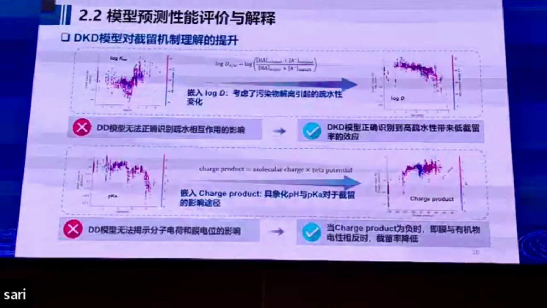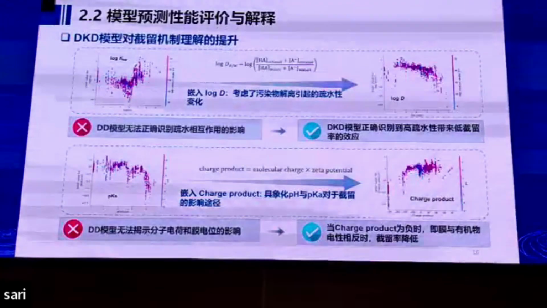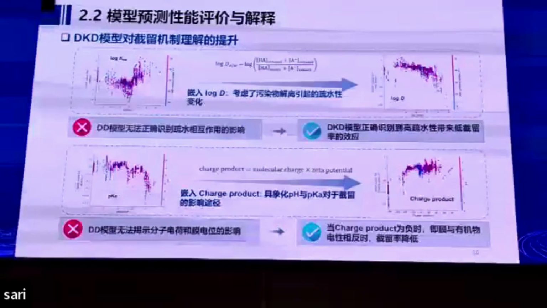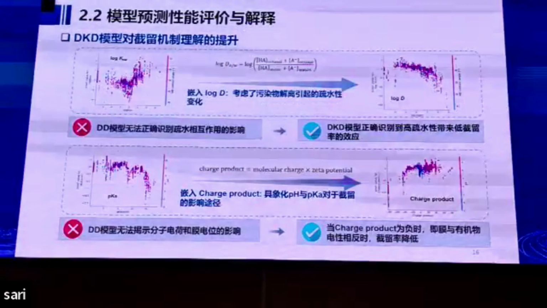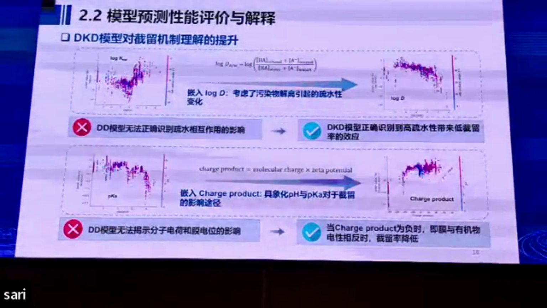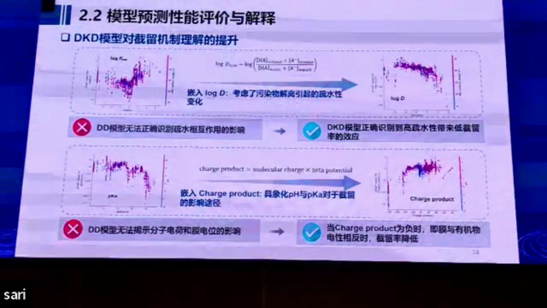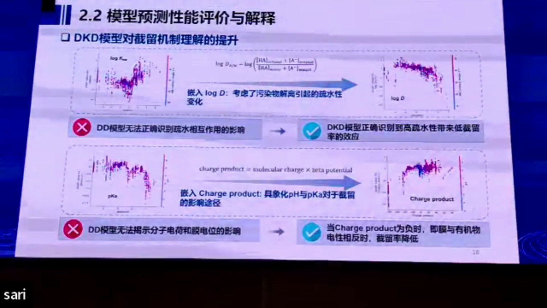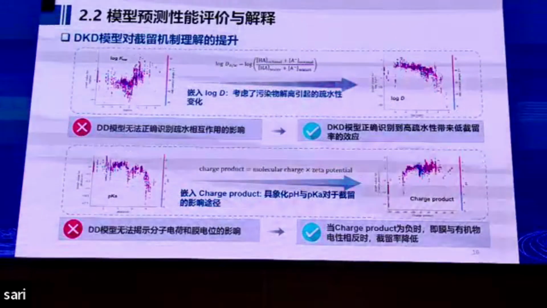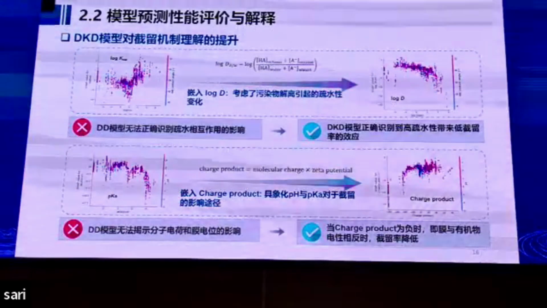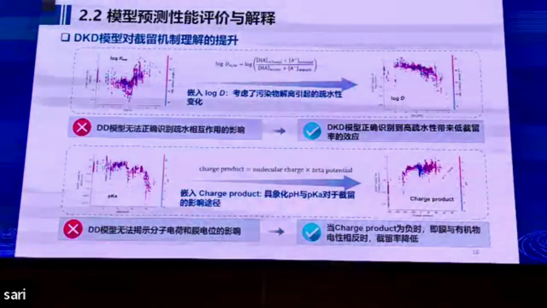This slide is quite important. Unlike the R square, which shows no difference between these two models, here the conventional DD model cannot distinguish the effect of hydrophobic interaction, but our DKD model knows that hydrophobic micropollutants always have a low rejection in membrane filtration. And the DD model also cannot well understand the effect of the charge product, the effect of electrostatic repulsion.